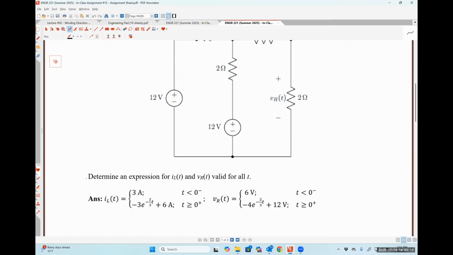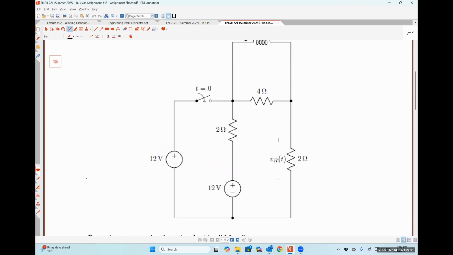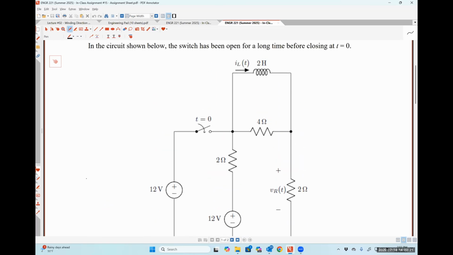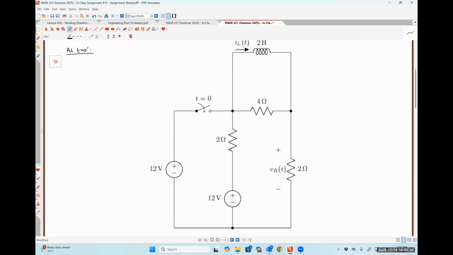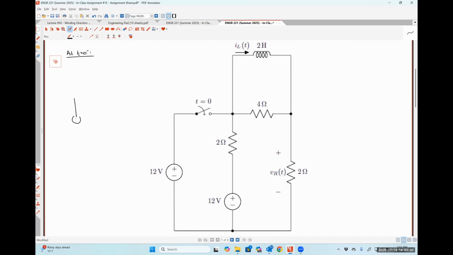We are ultimately trying to find an expression for our inductor current and our resistor voltage. So over here on the left, I'll redraw our circuit at t is equal to 0 minus. At this particular point in time, the 12-volt source on the left is disconnected. So we have our 12-volt source over here, an open circuit representing our switch. Here we have a 2 ohm resistor, an additional 12-volt source. Here is our 4 ohm resistor.